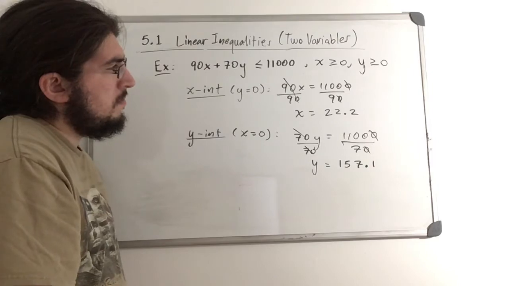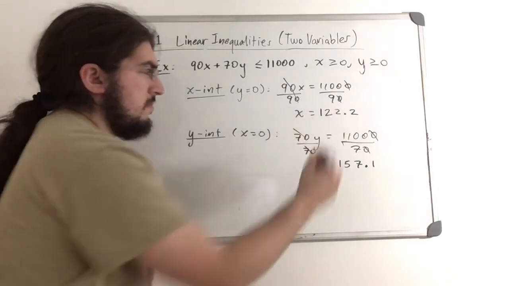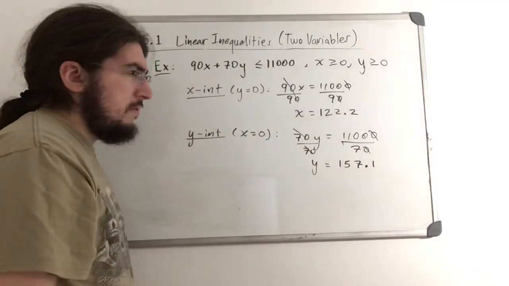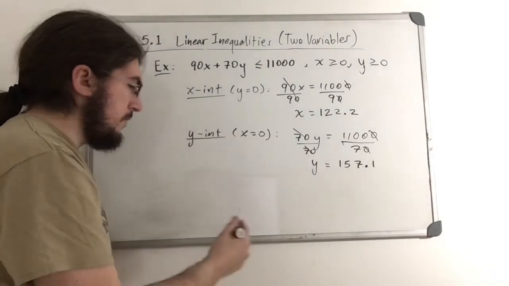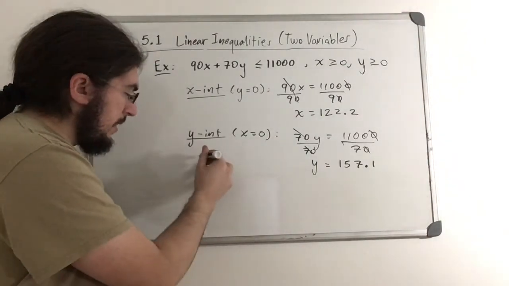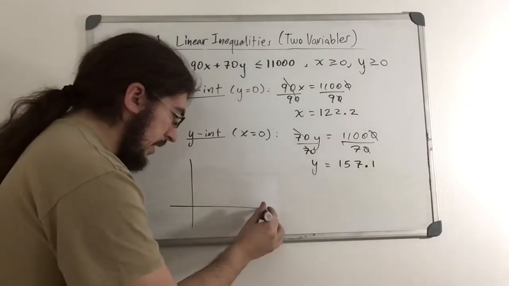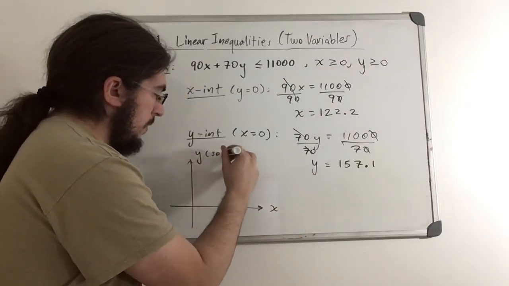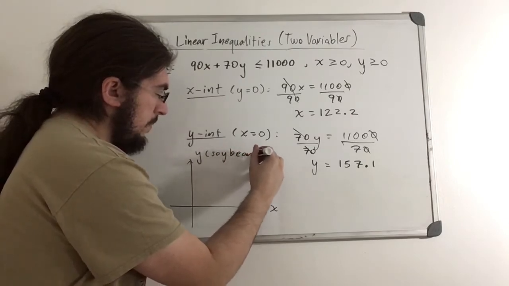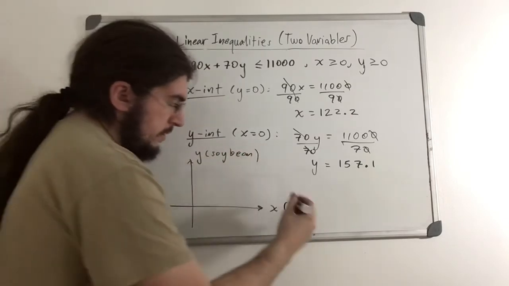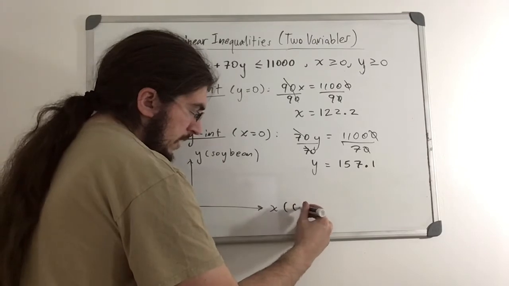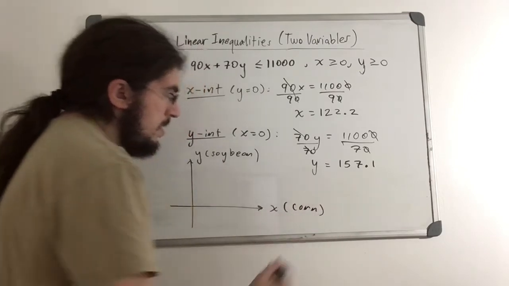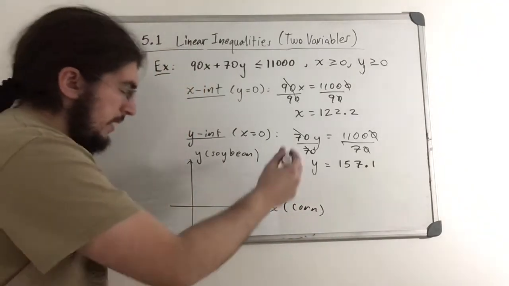I'm realizing this was 122. My mistake. You can use your calculator, but these are the numbers you should get. So I'm going to try to make this to scale, but it may not be to scale. So here the y-axis represents our soybean crop, number of acres, and then x is the number of corn acres. Okay, so the x-intercept is 122.